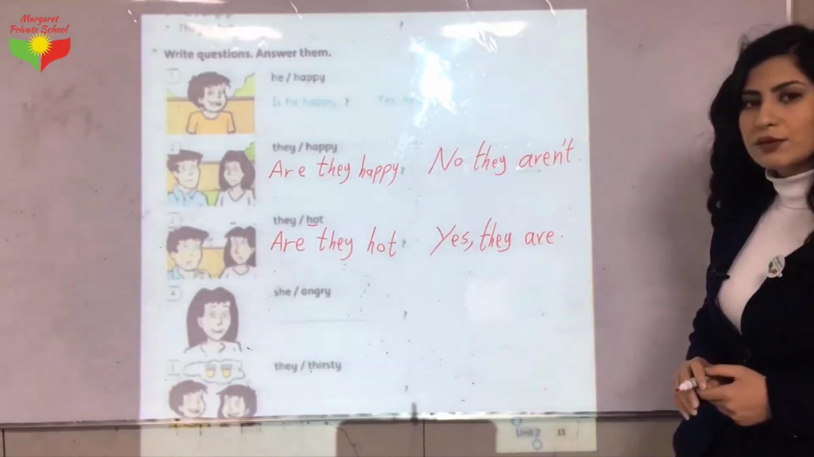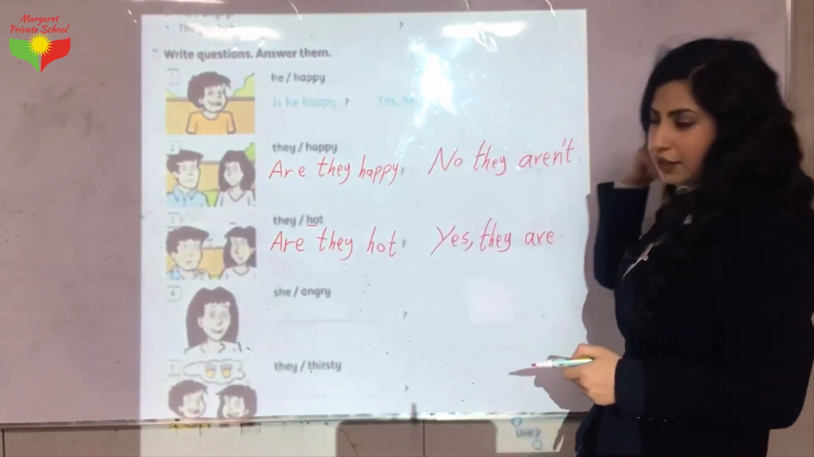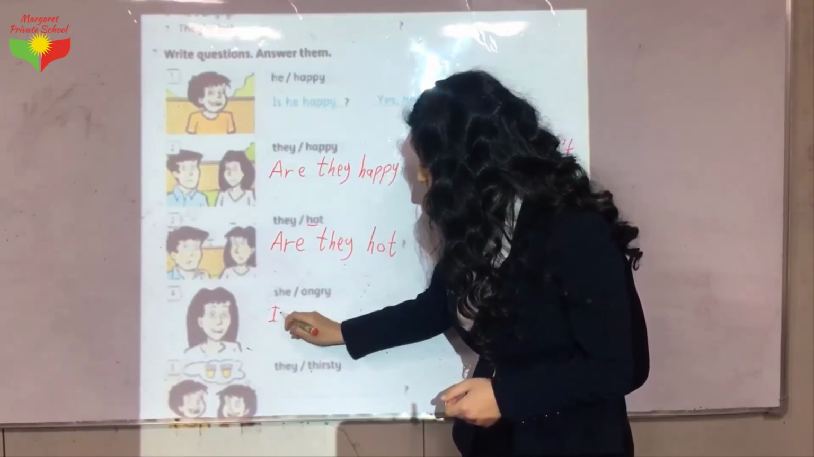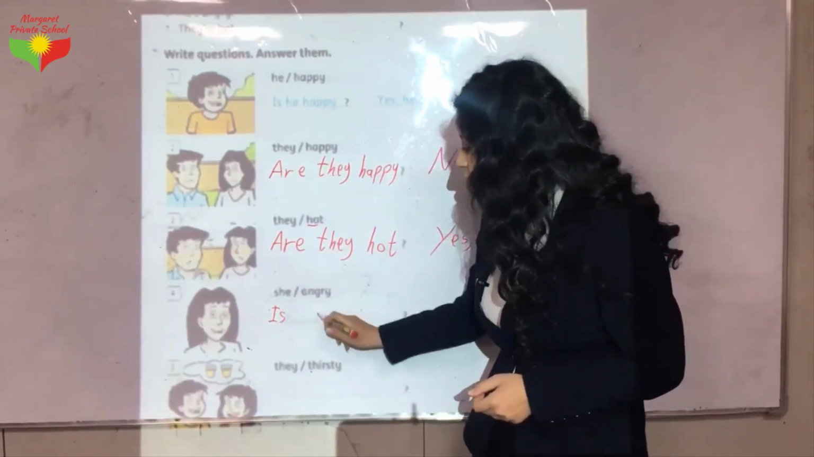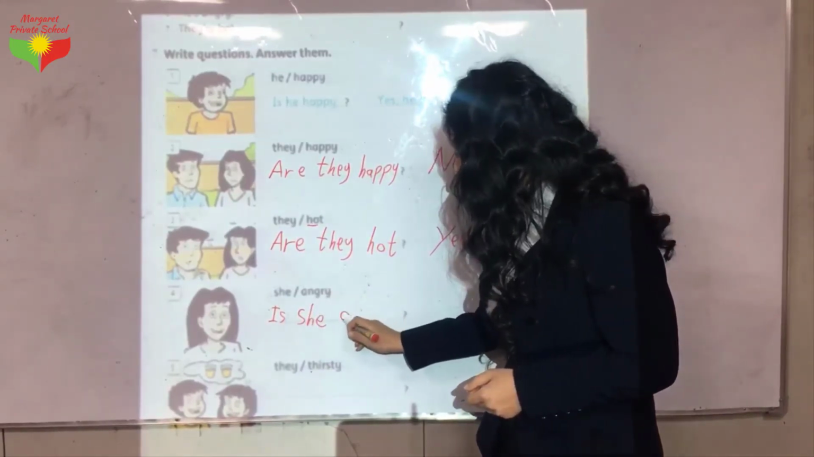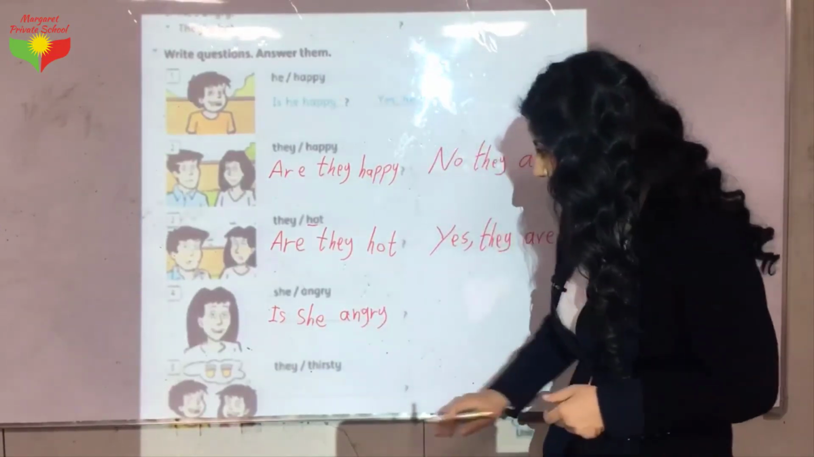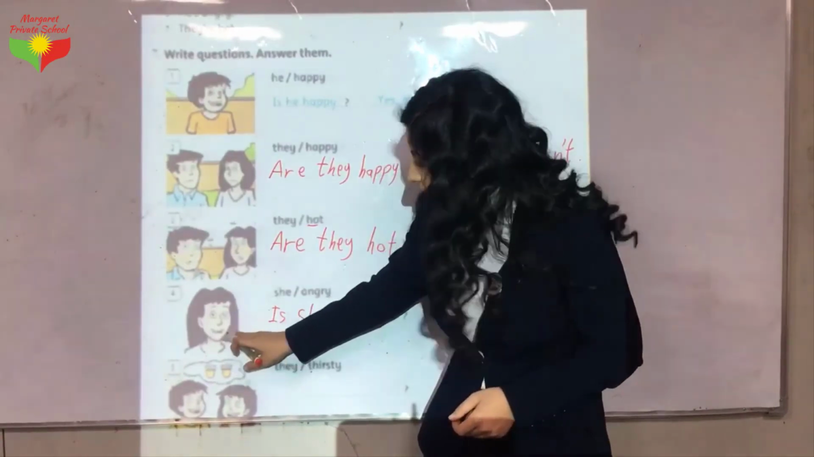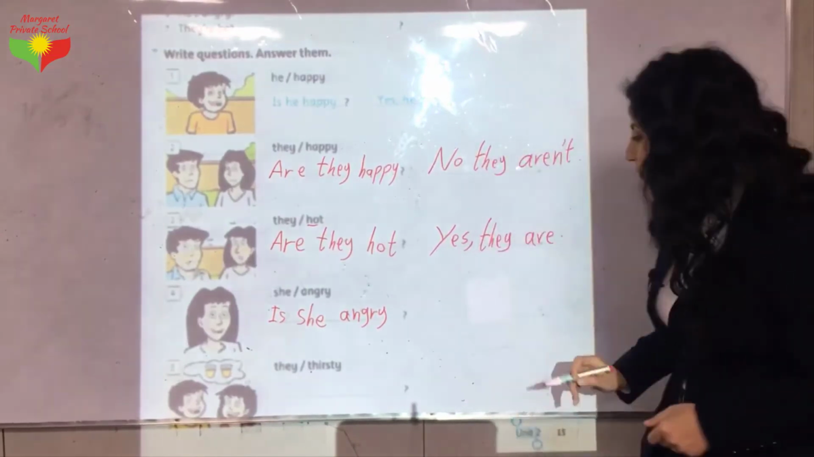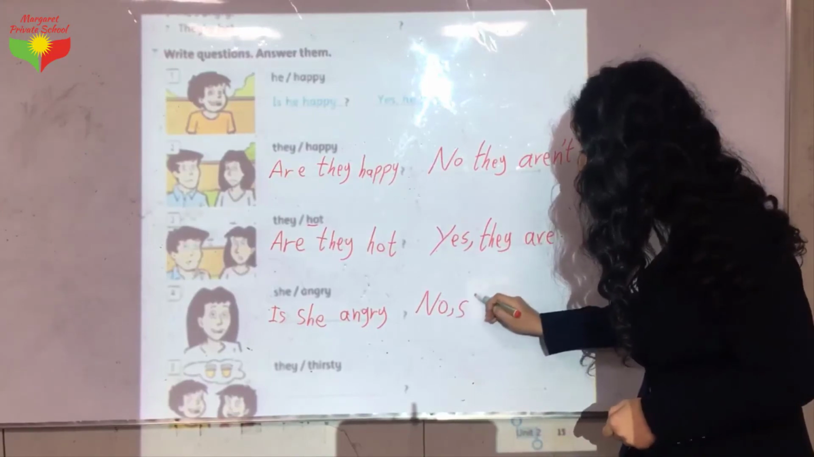Okay, now let's go to the fourth one. We have she with angry. Okay, we should write is at the beginning of the question. Okay, then she. Is she angry? Look at the picture. Is she angry? She's laughing. So we have to say no, she isn't. So write no, she isn't.